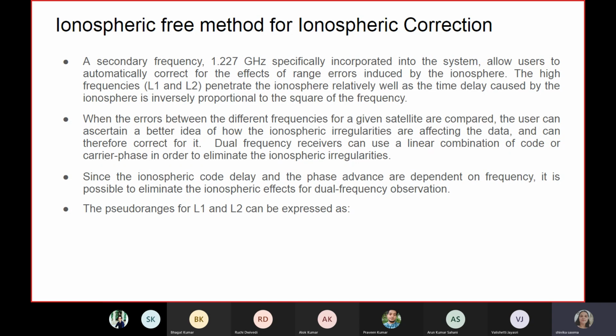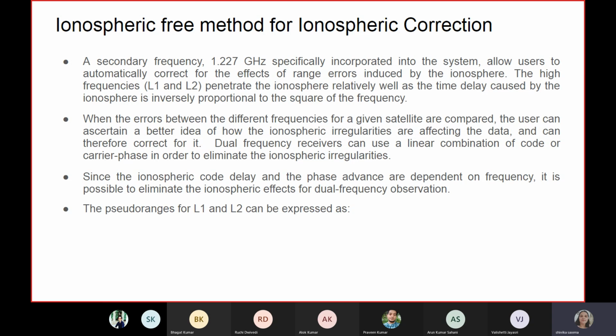When the errors between different frequencies for a given satellite are compared with each other, for the same phenomena, how different frequencies are giving errors, then the user can ascertain a better idea of how the ionospheric irregularities are affecting the data, and hence we can model this error. Okay, we can correct for it.